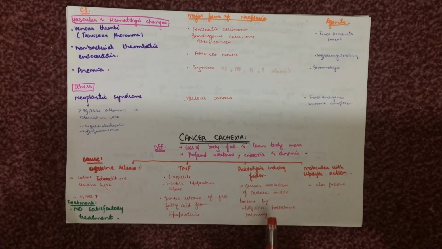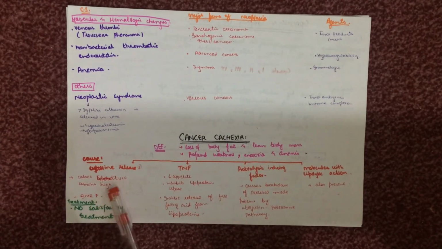Let's discuss cancer cachexia now. It is defined as loss of body fat and lean body mass, that is profound weakness, anorexia, and anemia are seen. Causes are cytokine release, calorie expenditure remains high, basal metabolic rate remains high. Why? Because cytokines are released.